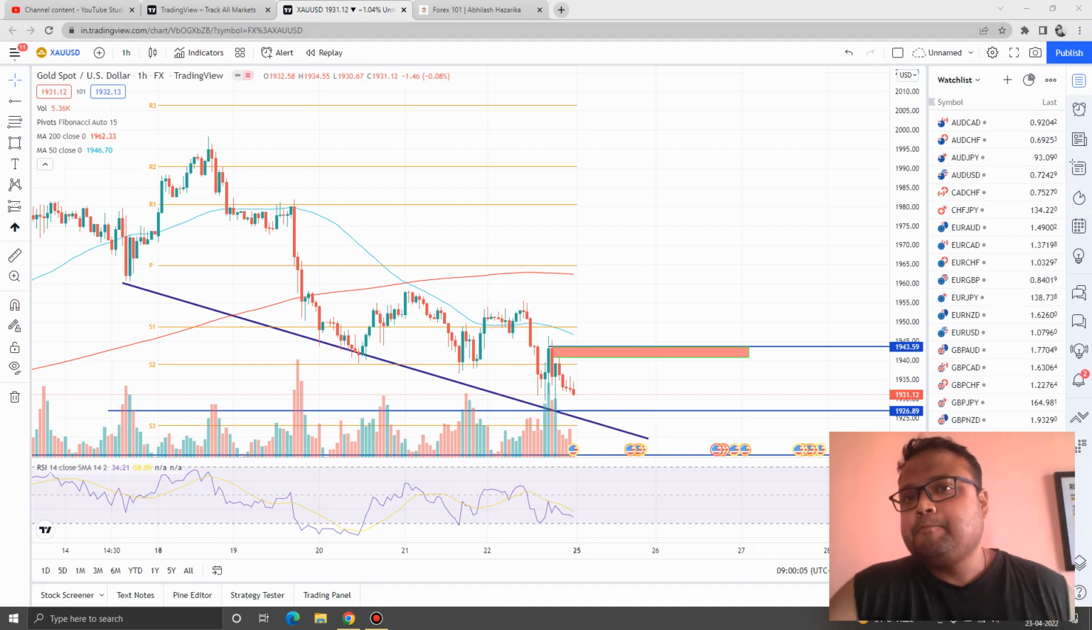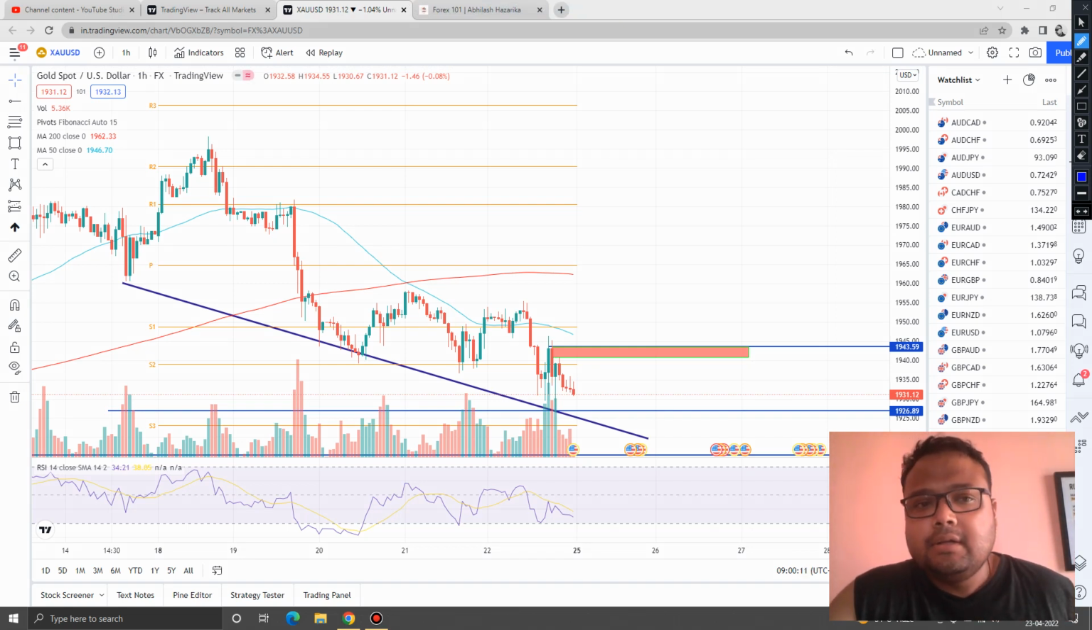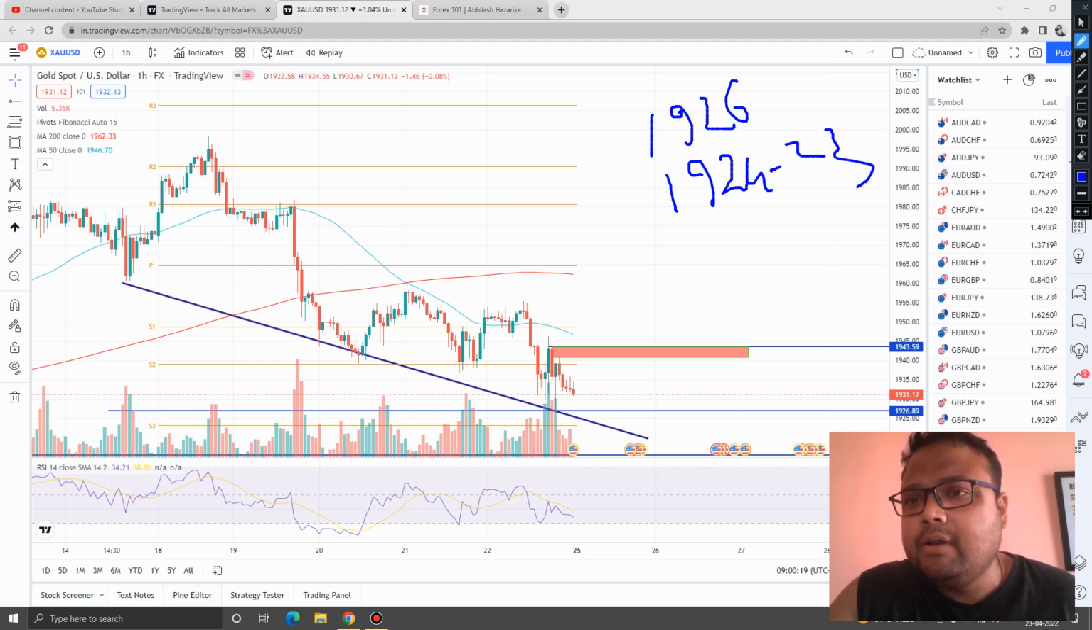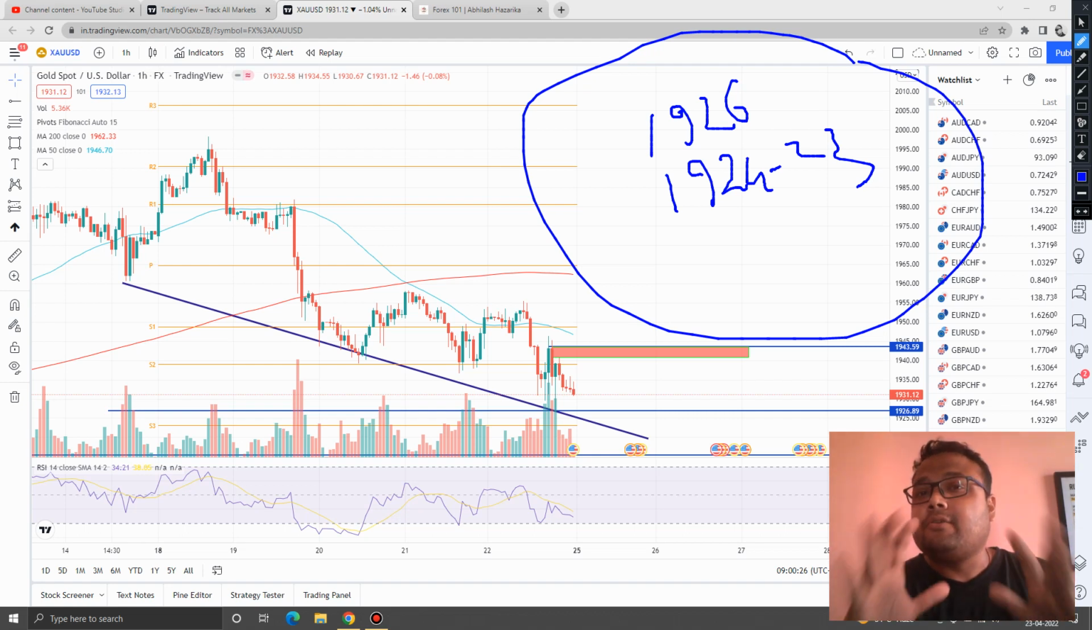But in case you find the market is slipping below the 1926 level, then around the 1926 to 1924-23 level, market may bounce again. So what I'm saying is that it may sound a little complicated, but try to understand.